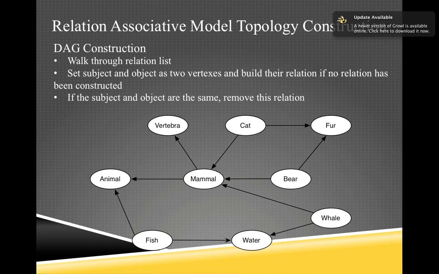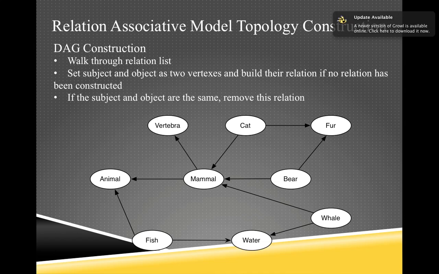Topologies: work through the relation list, and build a topology for the subject and object if no relation has been constructed. If the subject and object in one sentence are the same, then remove this relation. Here is the example we get for case study 1.